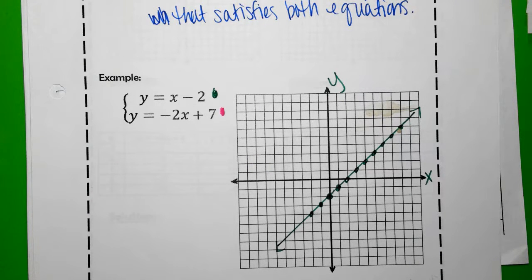So the solution when we're graphing is where they cross. So we're trying to find where these 2 graphs meet. Are we ready to graph pink, or do we need a minute? Okay.